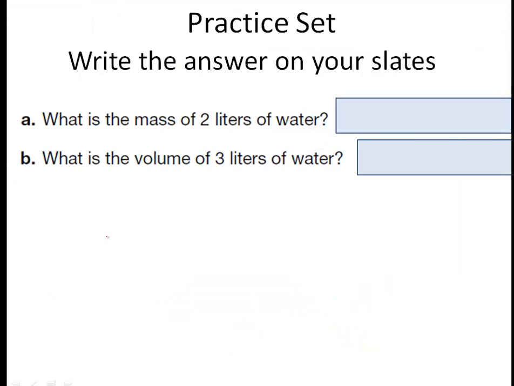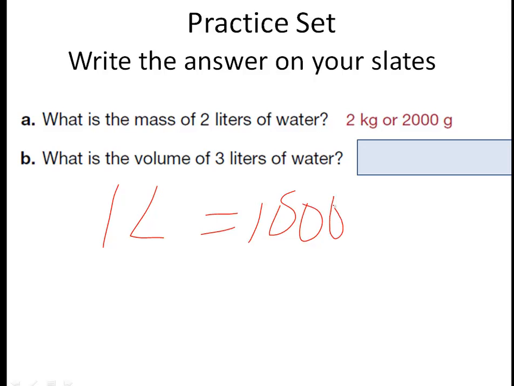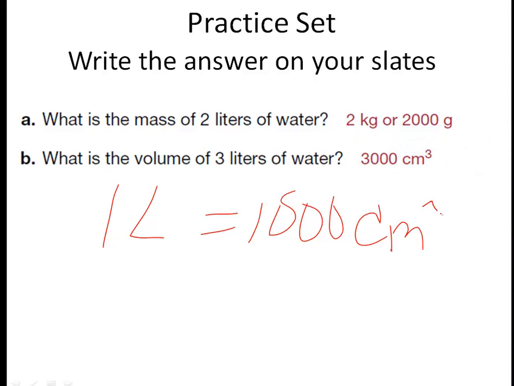Okay. All right, so a couple review questions here. What is the mass of 2 liters of water? Say it out loud. Did you say 2,000 grams or 2 kilograms? All right, that works out the same. And what is the volume of 3 liters of water? Remember, 1 liter equaled 1,000 cubic centimeters. So what would 3 equal? 3,000 cubic centimeters. All right, very good, excellent.